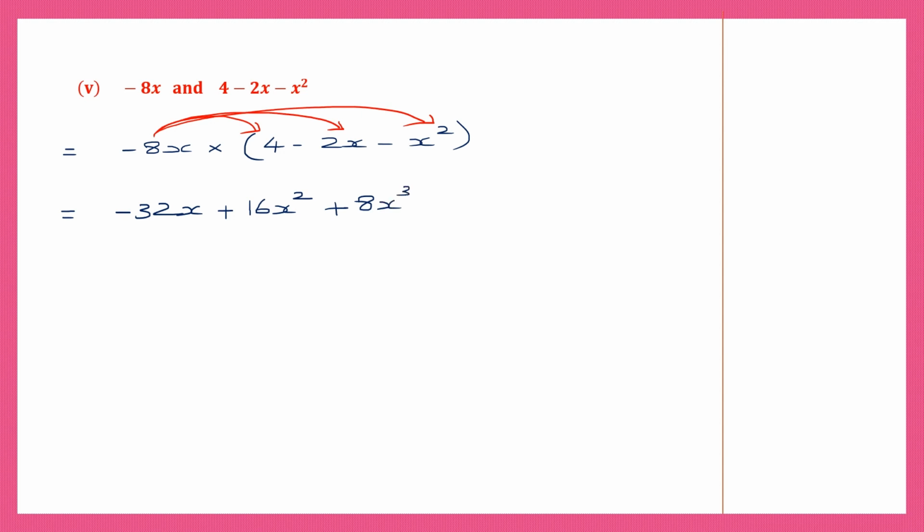So what is our final answer? Minus 32x plus 16x squared plus 8x cubed. So now we can do it directly. Since we have understood how to do this, we can do it directly like this and get to this answer.